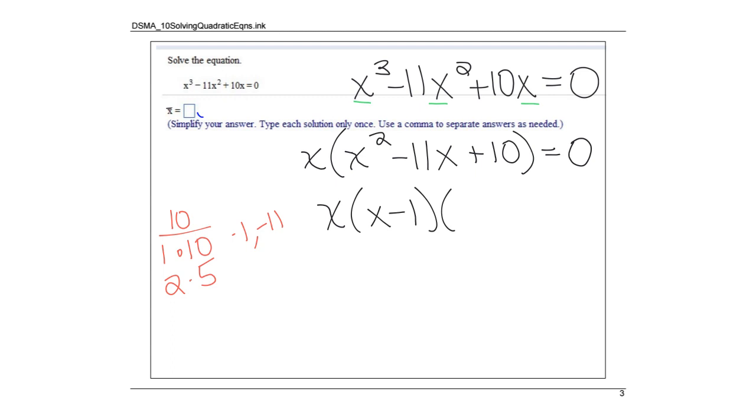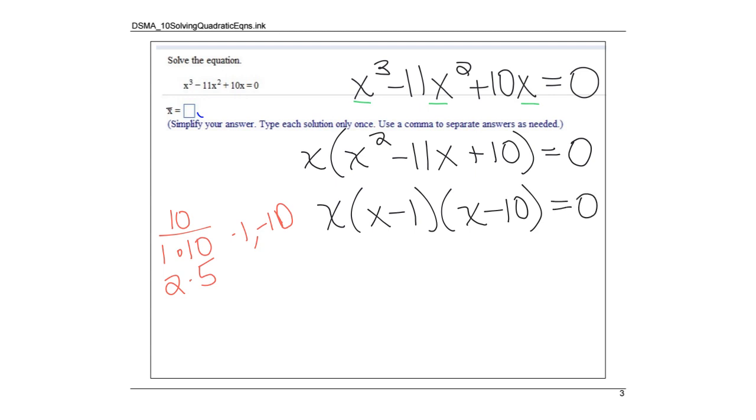Oops, not 11. Look at me. 10. Sorry. I noticed as I had already started to FOIL in my head, and I saw that that was not going to work because 1 times 11 was not going to give me 10. All right, I apologize there.